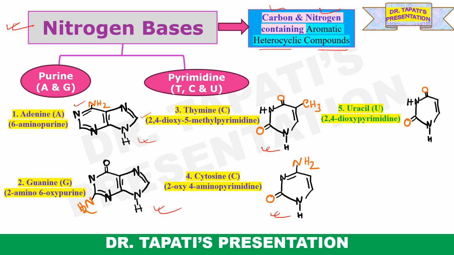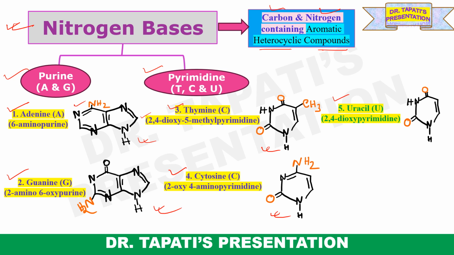Let's focus on nitrogen bases again. There are 5 main nitrogenous bases classified into 2 groups, purines and pyrimidines. Purines are 2 types, adenine and guanine, and pyrimidines are 3 types, thymine, cytosine and uracil. So total 5 nitrogen bases, A, G, T, C and U.